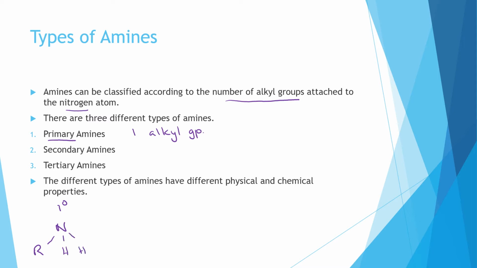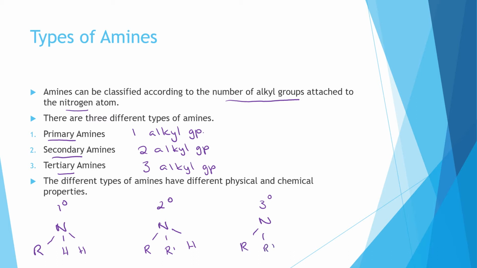So we've got the N and we've got an alkyl group being the R and 2 hydrogens. A secondary amine has got 2 alkyl groups attached to the nitrogen. So secondary amines look like this with nitrogen, R, R dash, and 1 hydrogen. A tertiary amine has got 3 alkyl groups attached, and it looks a bit like this: N, R, R dash, R dash dash. So they can be anything, and they all have different physical and chemical properties.